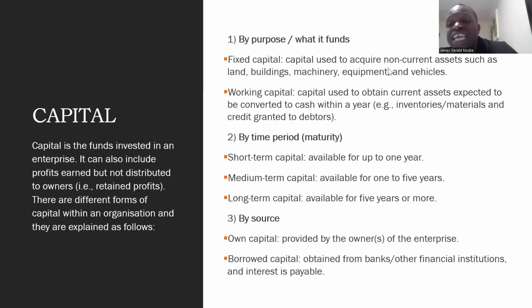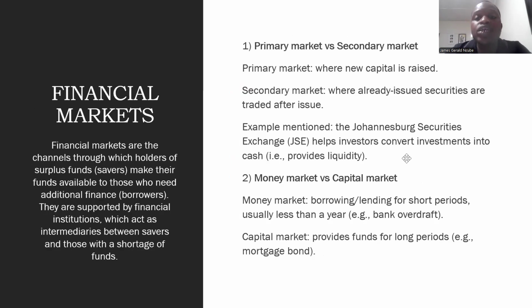Then capital can either come from the owners of the company or can be borrowed. So that is owner capital, which is called equity, and borrowed capital, which is called debt. Then another key term that we'll talk about a lot is financial markets. When we are talking about financial markets, we are basically talking about the source of capital within an organization. Where are we getting our capital as an organization?